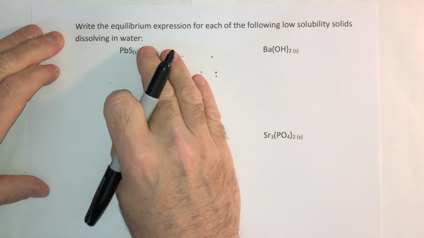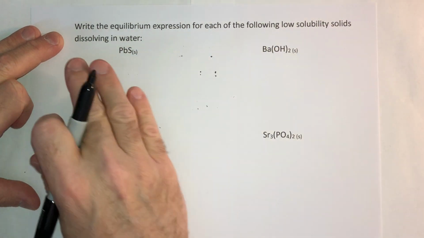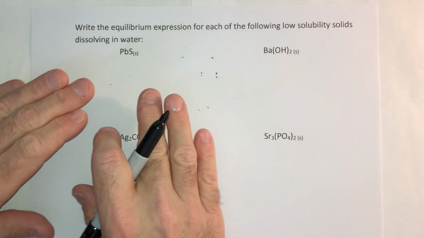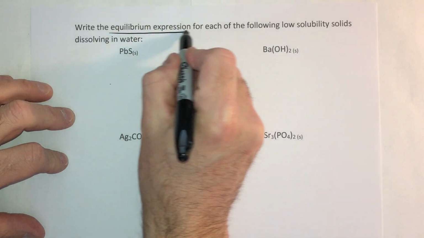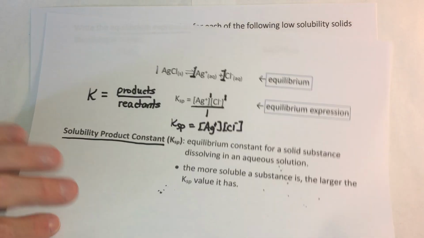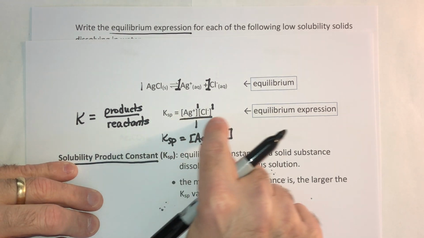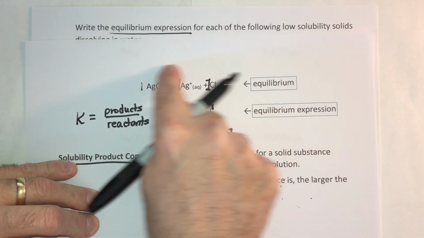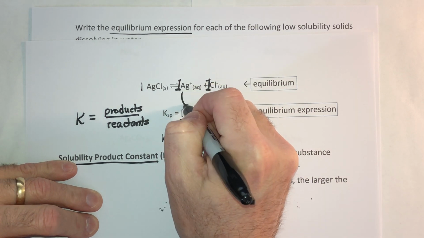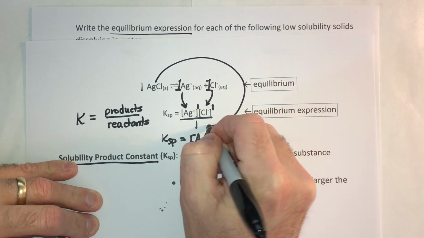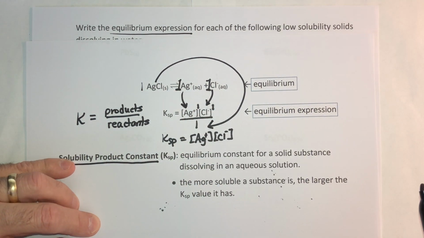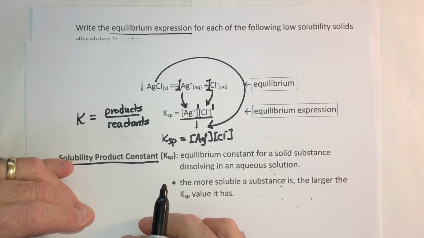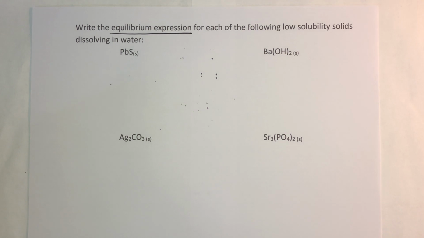It says, please write the equilibrium expression for each of the following low solubility solids dissolving in water. Now you will notice that it does not say you need to write out the equilibrium. It just says you have to write out the equilibrium expression, right? Now, you come back here. It's very hard to write out an equilibrium expression if you don't have an equilibrium to build it from, right? Products go on the top. Reactants go on the bottom. If you don't know what the equilibrium is, it becomes very hard to write the expression. So even though this problem does not ask you to write out the equilibrium, that's your first step.